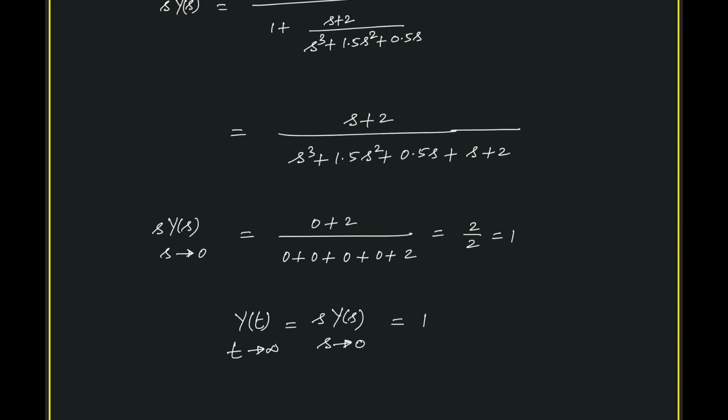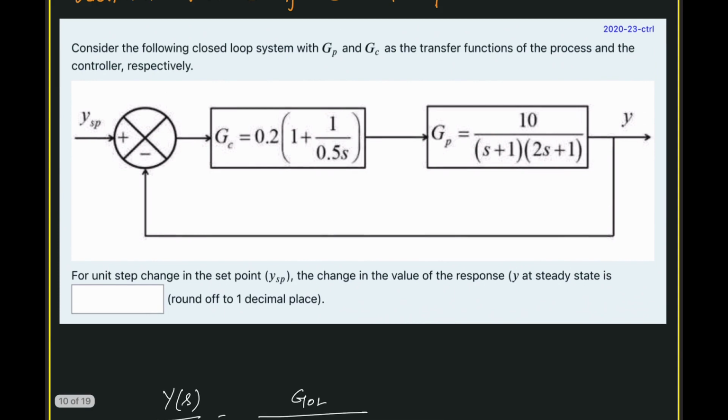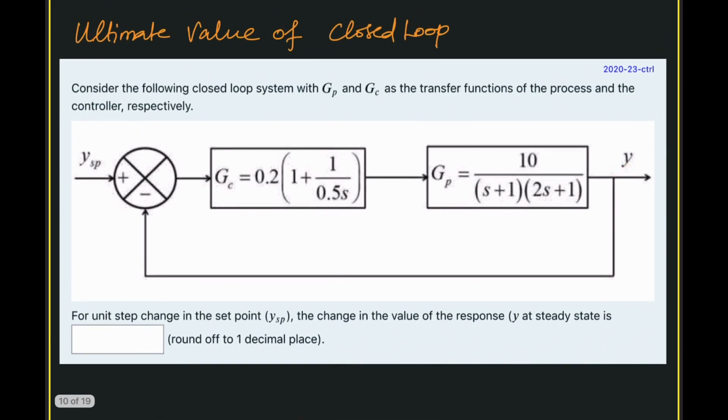So the final value of y is simply equal to 1. What it says is that the set point is 1, and the output is also reaching the value of 1. This is coming because of the integral action in the controller, or the PI controller has an integral action. This makes the offset 0, so Y and YSP are the same, otherwise there is no offset.